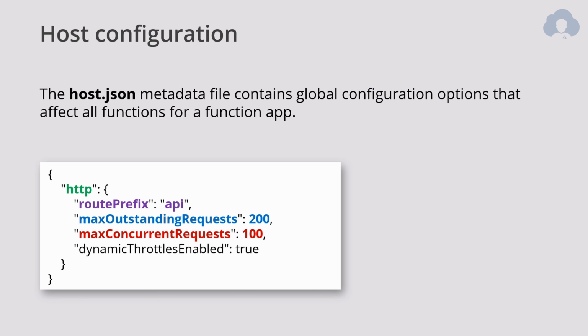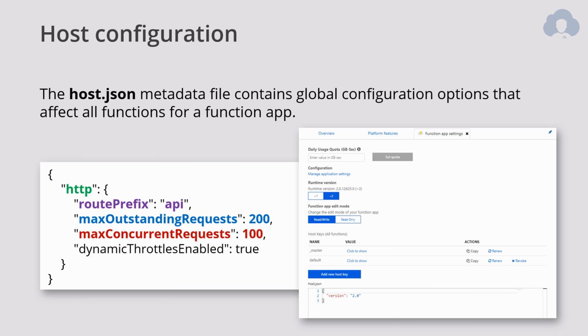So let's go further and talk about this file. But remember, this file is available in the function app settings. If you're working in the portal, this is the place where you change it. But if you're working with code, then this is going to be part of your code base in your project.